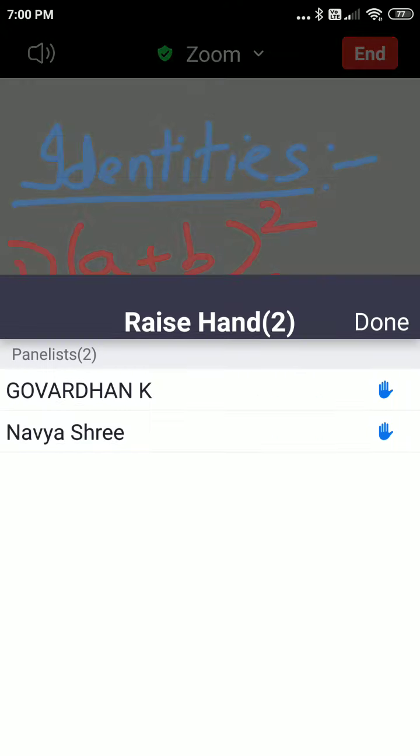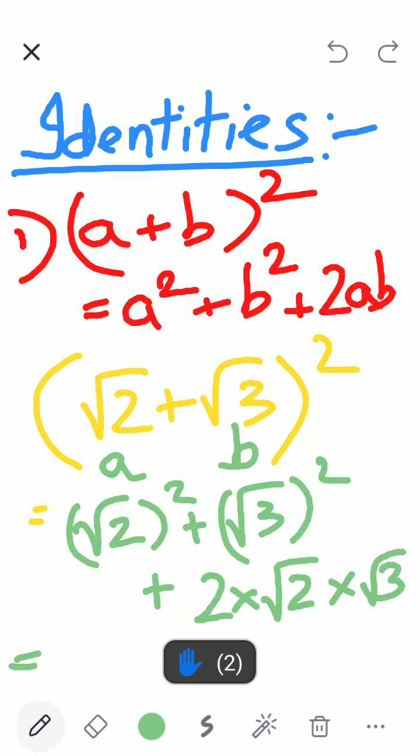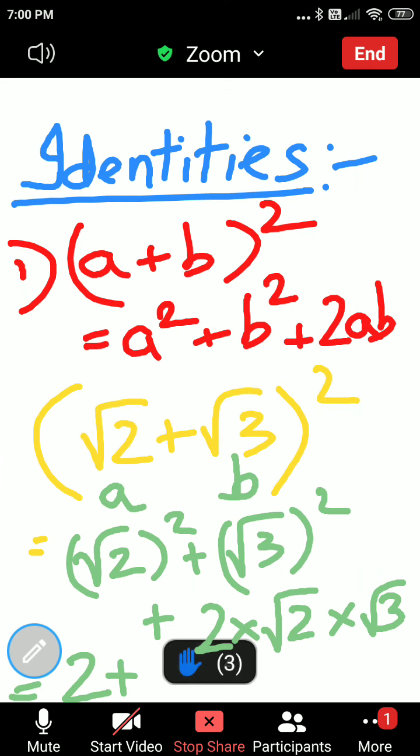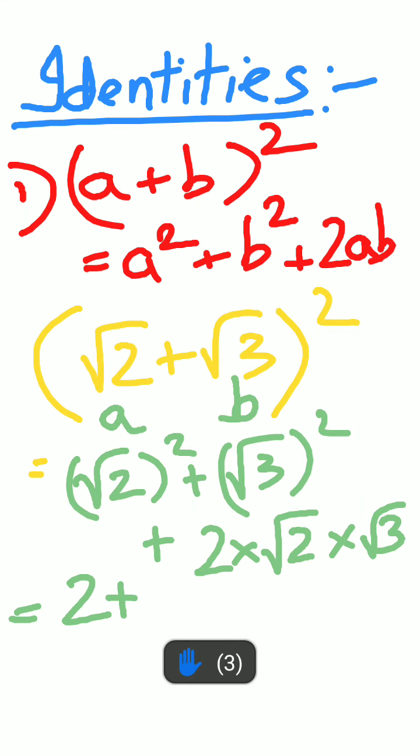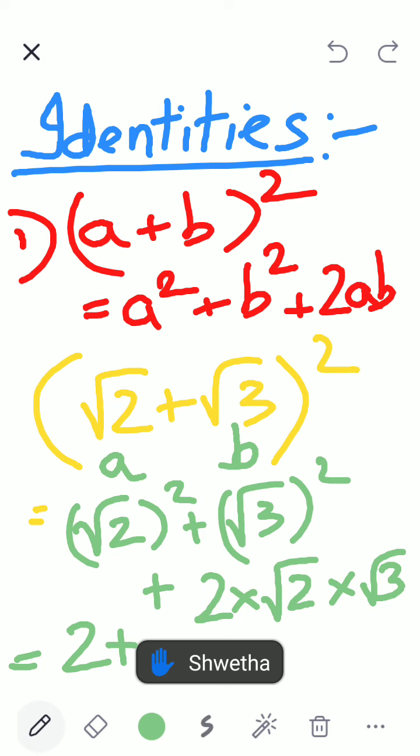No out of turn, children. Yes, go. 2. Okay. Somebody else. What is root 3 square? Navya. 3. Lower your hands, please, children. Children, please mute. If you are not answering, mute. Now tell me what is 2 into root 2 into root 3?